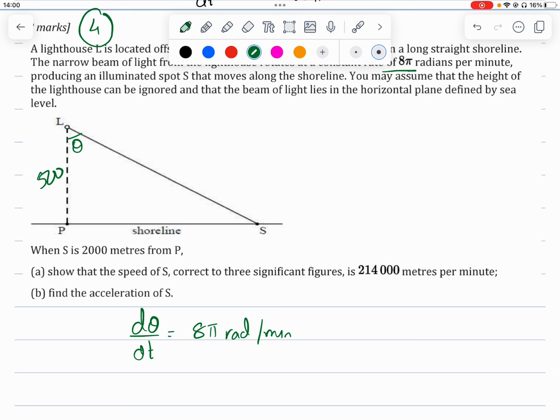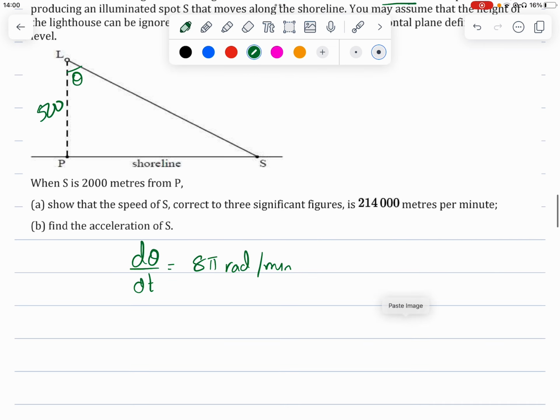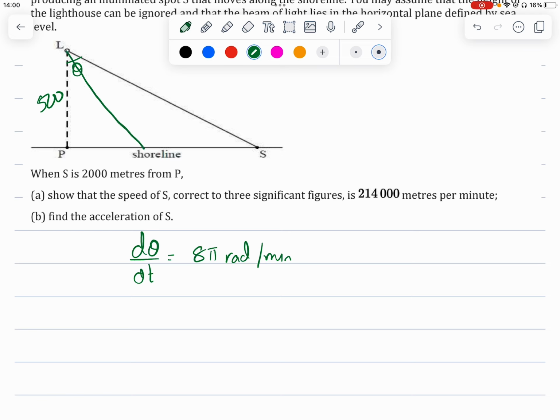Producing an illuminated spot S that moves along the shoreline. You may assume that the height of the lighthouse can be ignored and the beam of light lies in the horizontal plane as defined by the sea level. When S is 200... So we don't know at what point it is hitting. For example, we take the variable as X. So remember, always identify the variable over here.